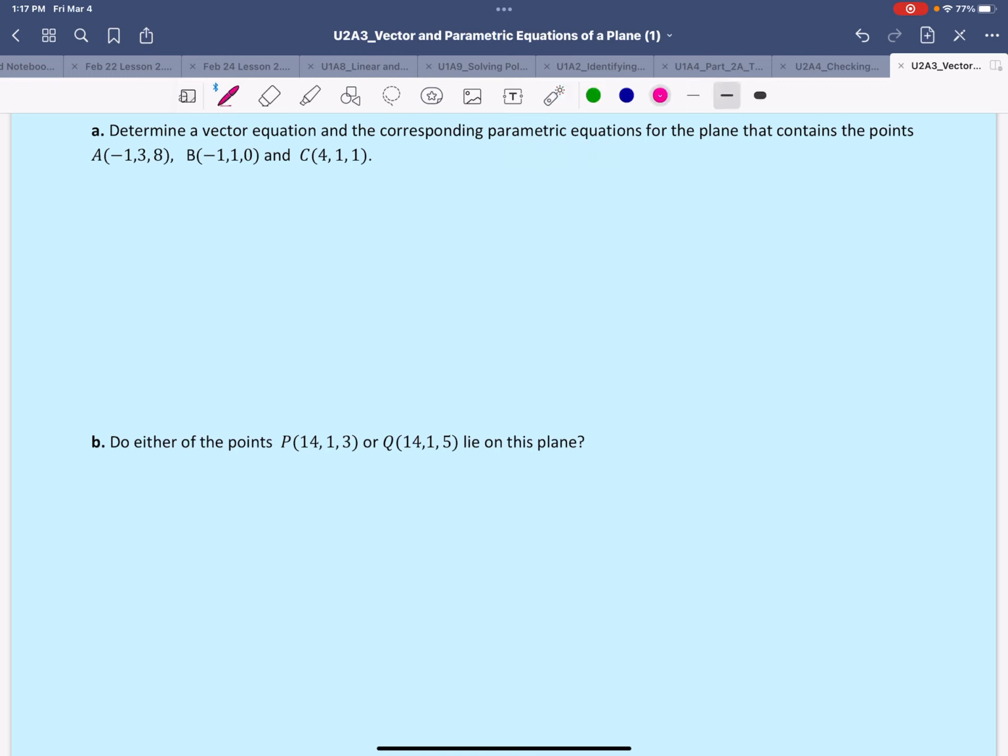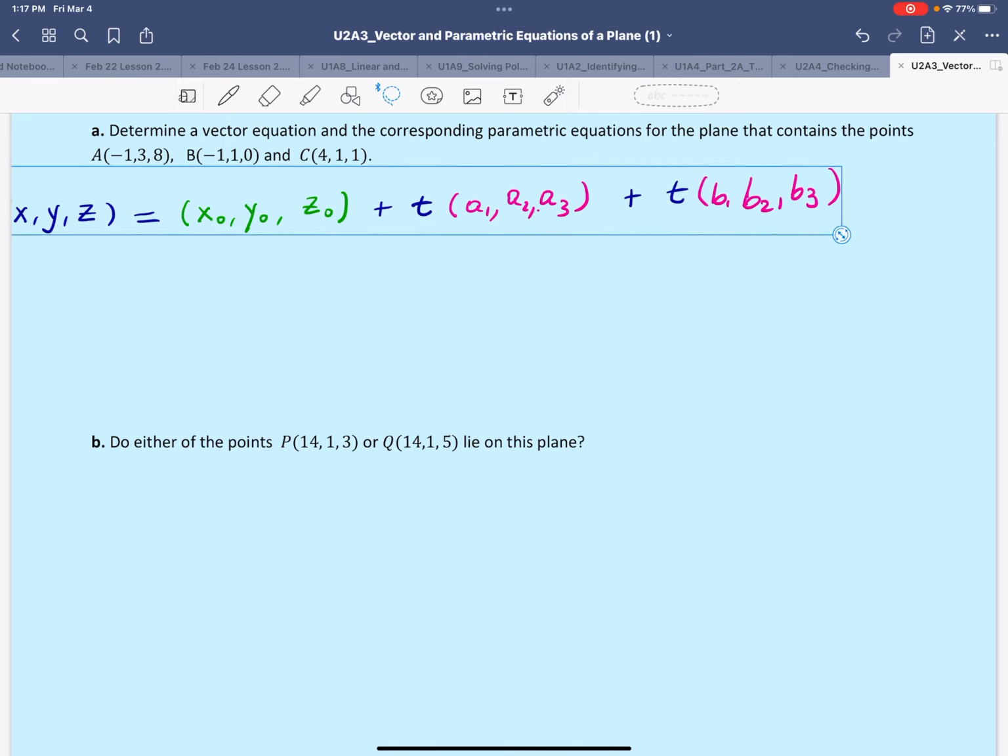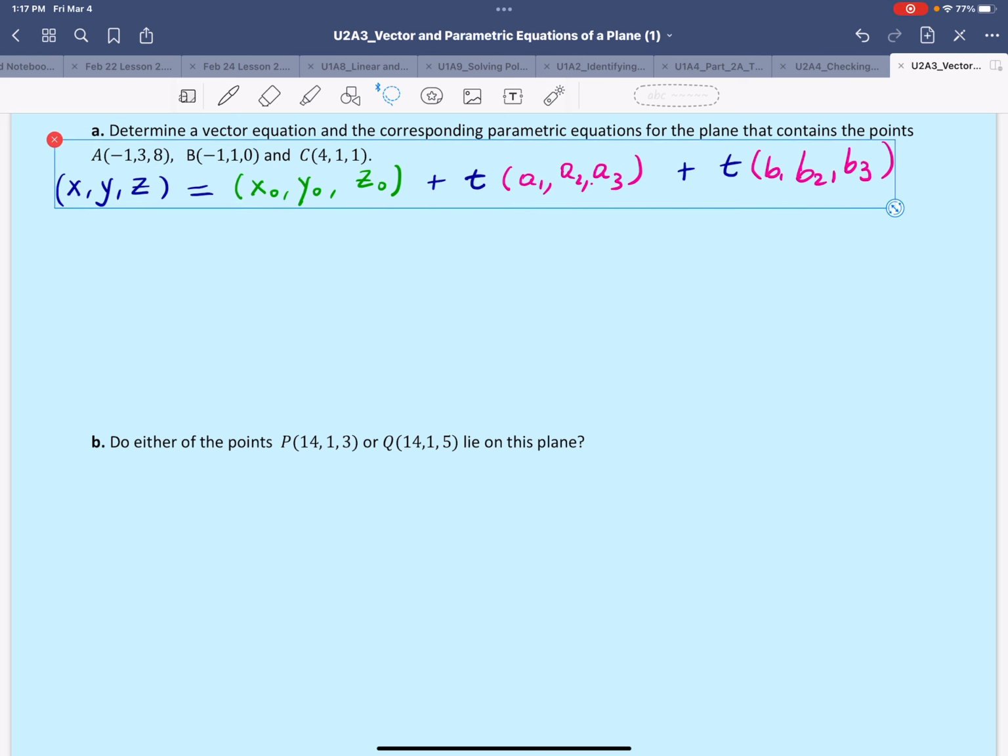Now, in order to find the equation of the plane, I would start off here with the general form of the equation. So I know what I need to input in order to define my plane. Here we have x, y, z, any point on the plane, that won't change. We're going to need a starting point. This can be any of the given points, so it can be A or B or C. And then we have to define two direction vectors.